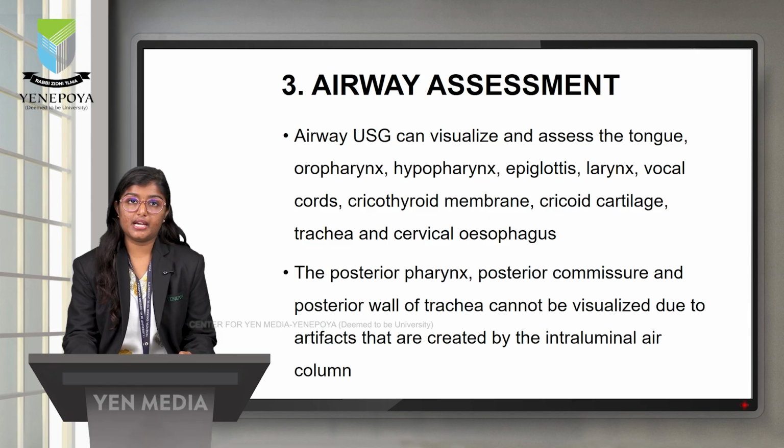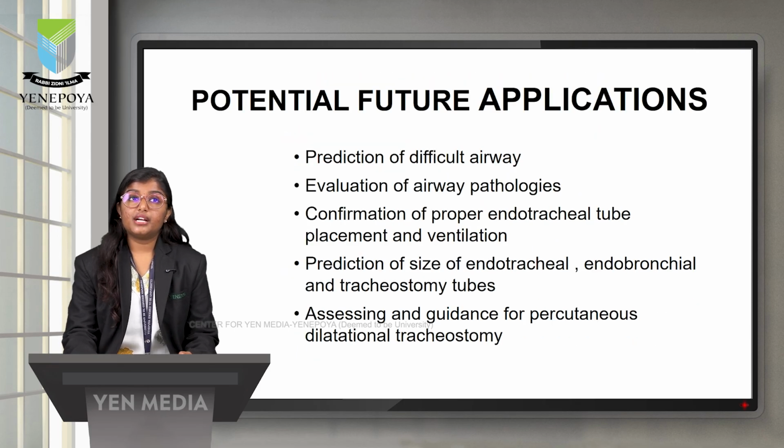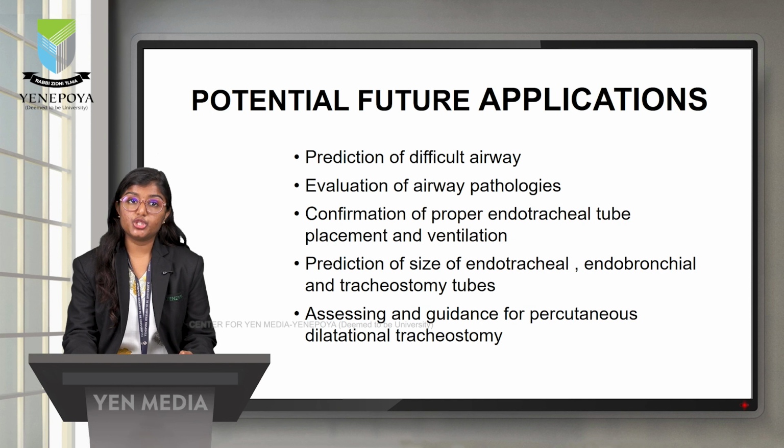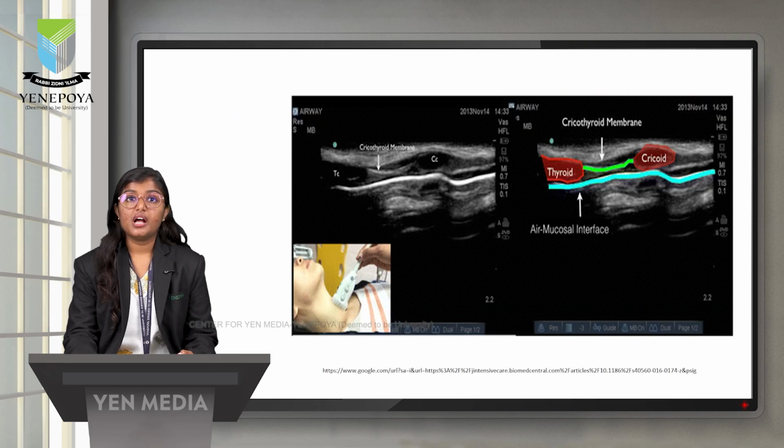wall of the trachea. These are the potential future applications of the USG, like prediction of the difficult airway, evaluation of airway pathologies, confirmation of proper endotracheal tube placement and ventilation, prediction of size of endotracheal, endobronchial and tracheostomy tubes, assessing and guidance for percutaneous dilatational tracheostomy.